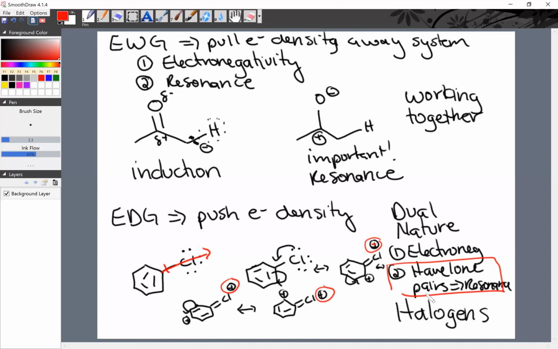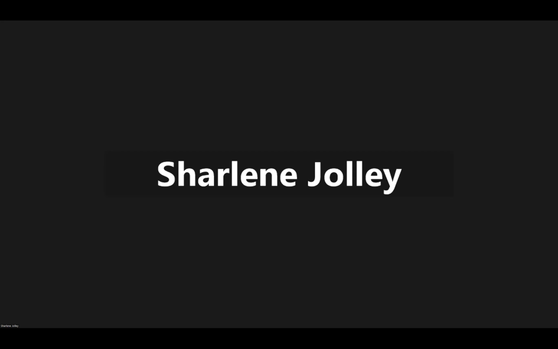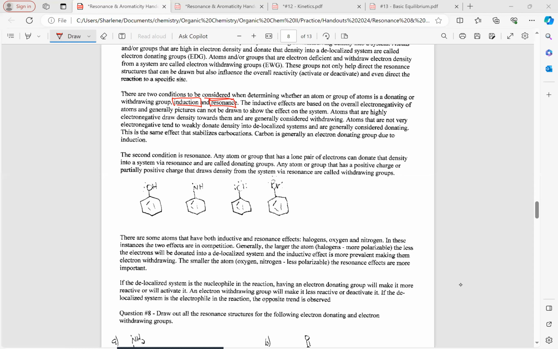So generally, we do the reactions as if they are electron donating groups. And yes, they are still electronegative. They have a dual nature. So what is the most important feature right now? And that is the fact that they can put electrons into that pi system. Now that might seem counterintuitive. I promise it gets a little bit easier in time.